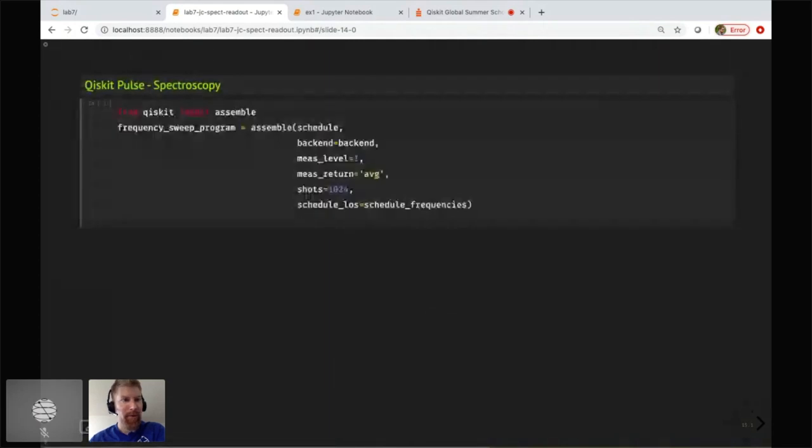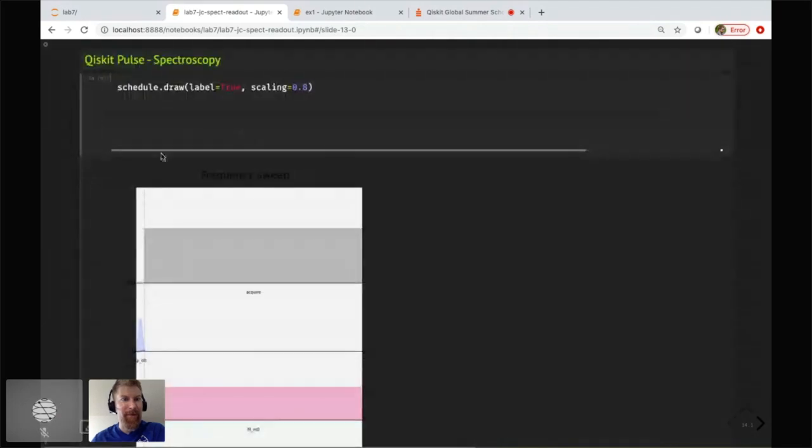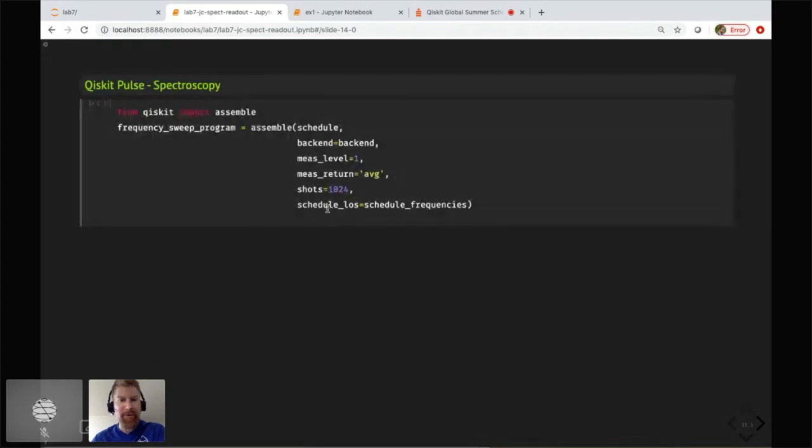Okay, so I'm going to assemble the schedule and turn this program into an object. So we're going to use the IBM Q Armonk. We're going to use measurement level 1, which is going to give us the kind of IQ integrated data. We're going to take averages of those for each one of these frequencies. We're going to do 1,024 experiments for each one of those. And then we're going to go through and do these scheduled local oscillators. It's going to be this array of different frequencies, which contains our sweep. But you can see that it's very simple from this schedule. There's only one thing in the schedule because it's the same pulse, and the frequency is changing by virtue of this schedule frequencies array down here.